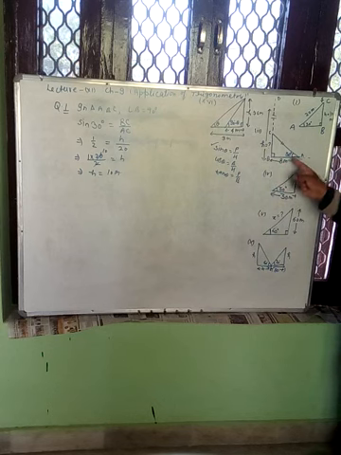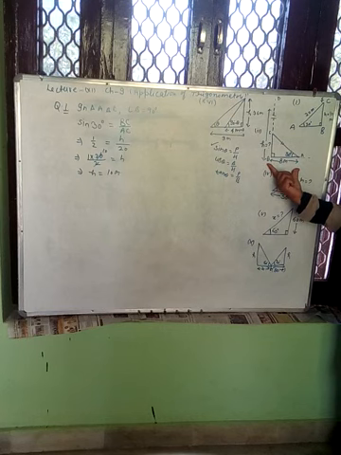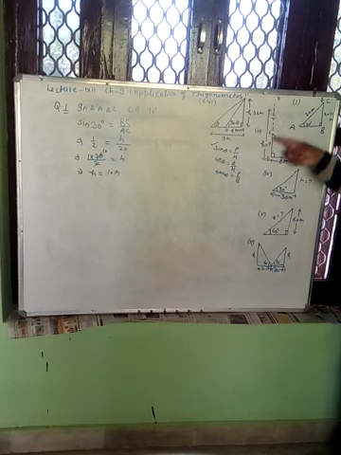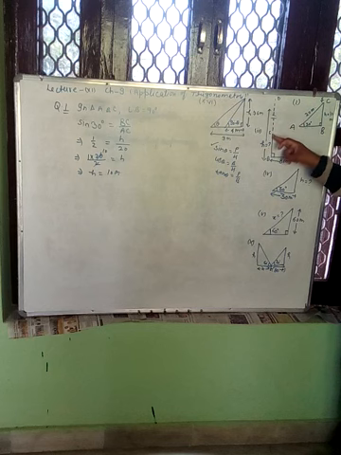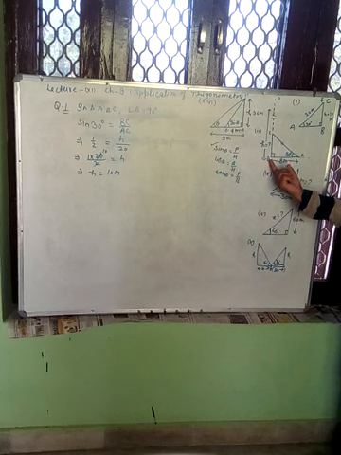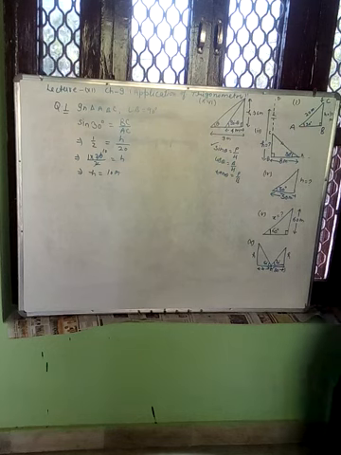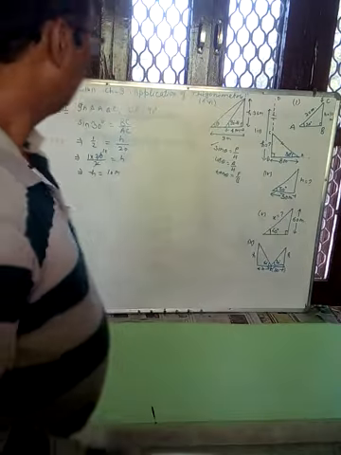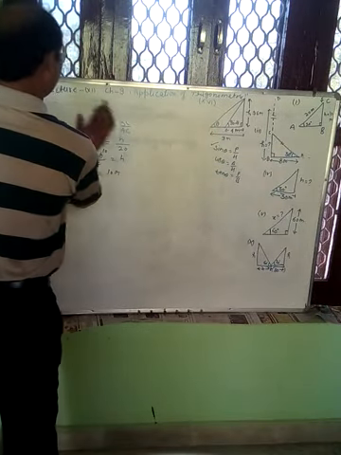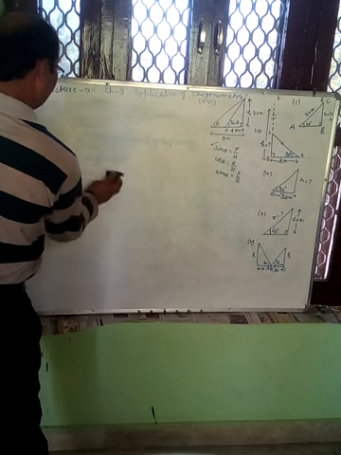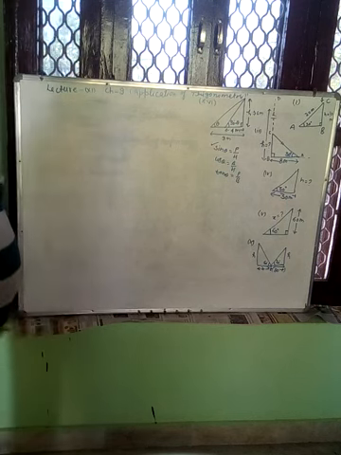Where the top touches the ground, the distance from the foot B is 8 meters. This is a tree that breaks from here and touches the ground, and this distance from the foot of the tree is 8 meters. Then we want to find the height of this tree. This is question number 2.